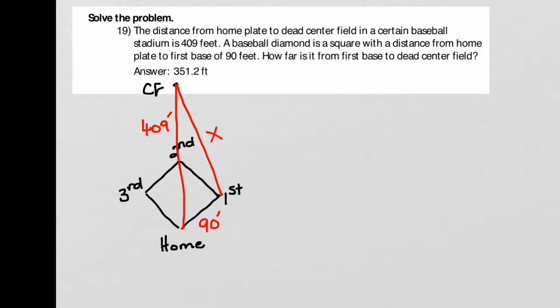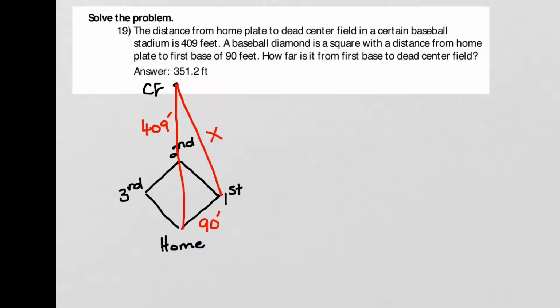In this problem, we have a baseball diamond, and that is a square with first base, second base, third base, and home. And here's center field. We know that the distance from home to first base is 90 feet, and from home to center field is 409 feet. So we need to find the distance from first base to center field. So we need to solve this triangle.